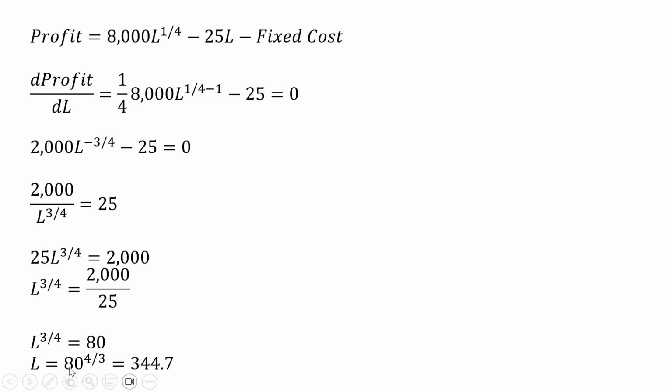L equals 80 to the 4/3 power, and that simplifies down to almost 345 workers. That is the profit maximizing number of workers to hire. Okay, I'll stop here.